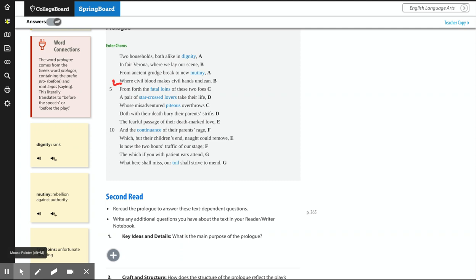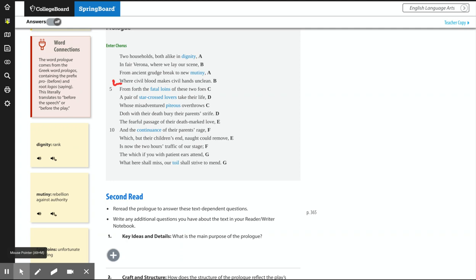And then the couplet at the end shifts completely. And now we have new pronouns: "the which if you with patient ears attend, what here shall miss, our toil shall strive to mend." So they've taken themselves and now they're addressing directly each individual in the audience and saying, pay attention. But if somehow you didn't get what I just told you, don't worry, because we're going to work hard to fix that and help you see all the glorious details of our story.